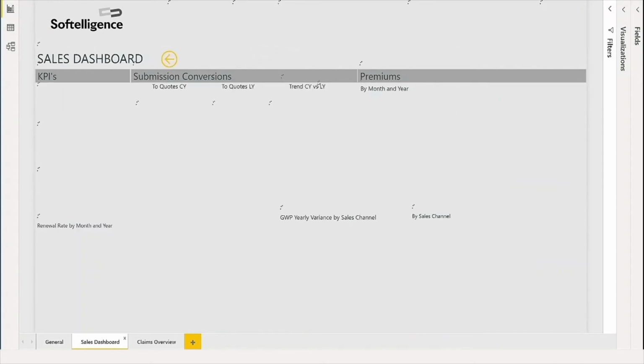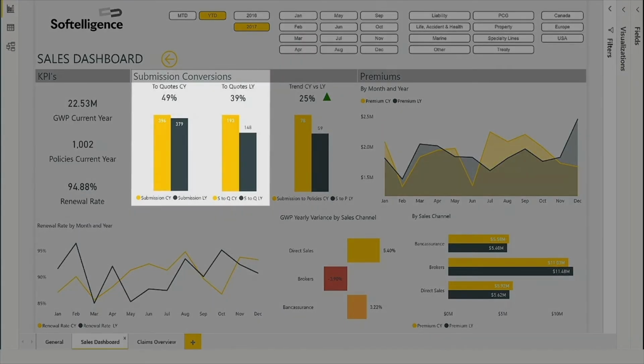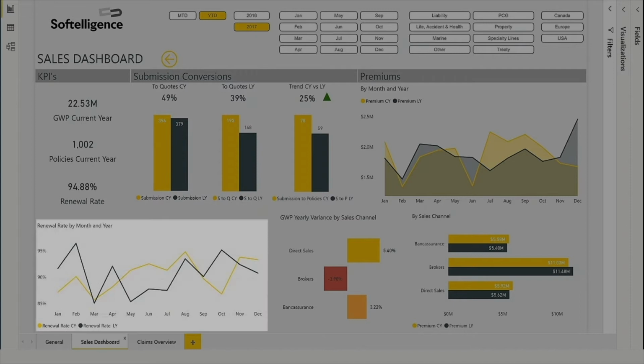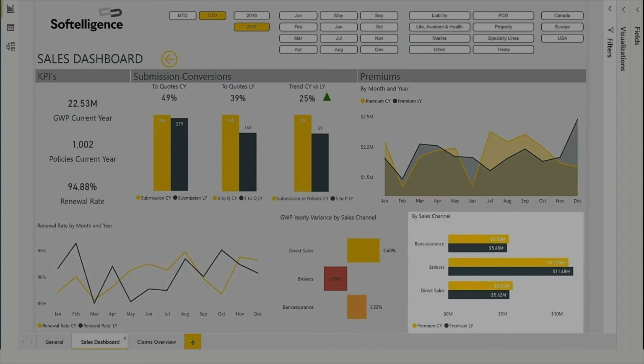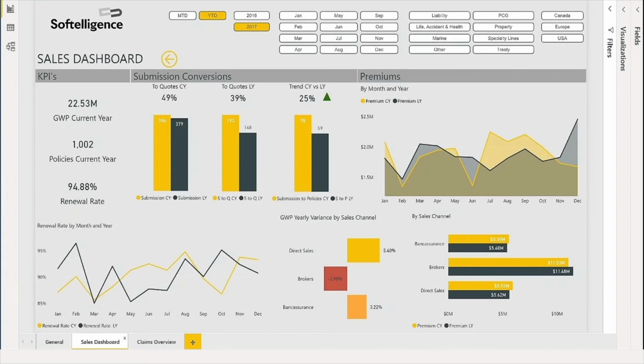When looking at sales, you will see a KPI summary and detailed views on submission conversions, renewal rate, evolution of premiums, along with breakdown and variance by sales channel. You can expect the same level of insight on the claims dashboard.